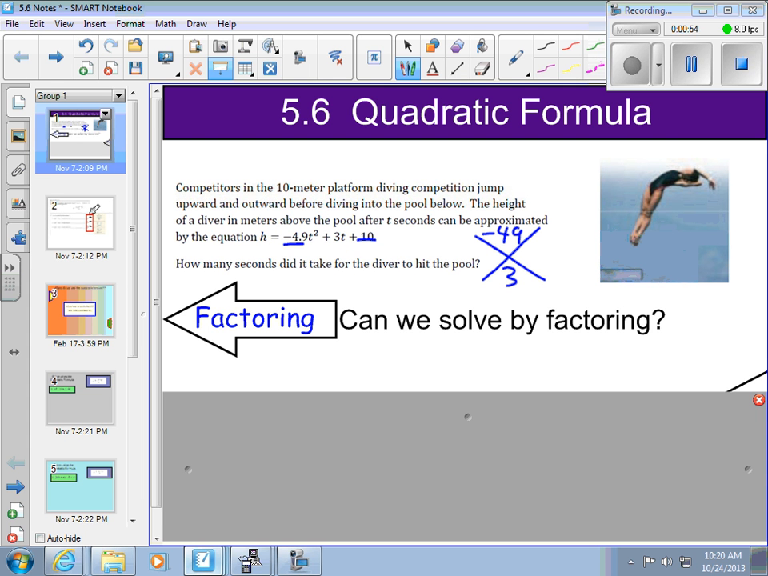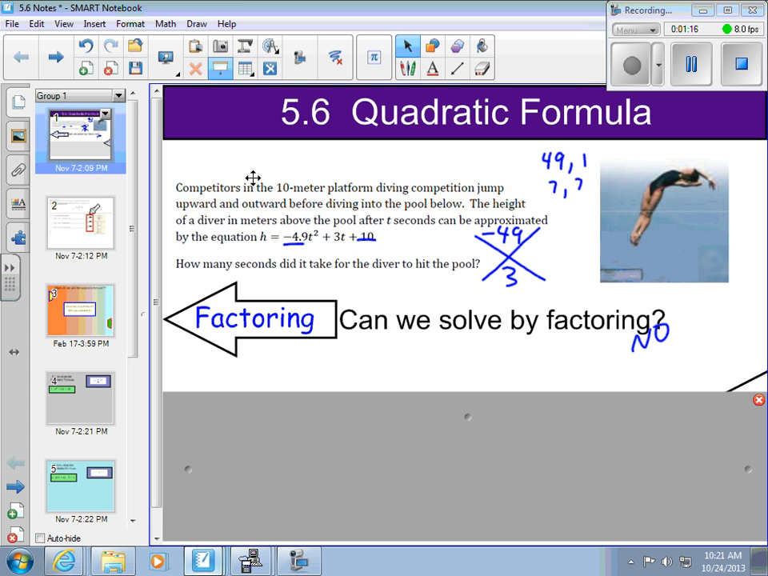Well, the numbers that would multiply to 49, we could have 49 and 1. That doesn't give us 3. 7 times 7 would also do it, but again, won't equal 3. So factoring does not work. No, we cannot solve by factoring.